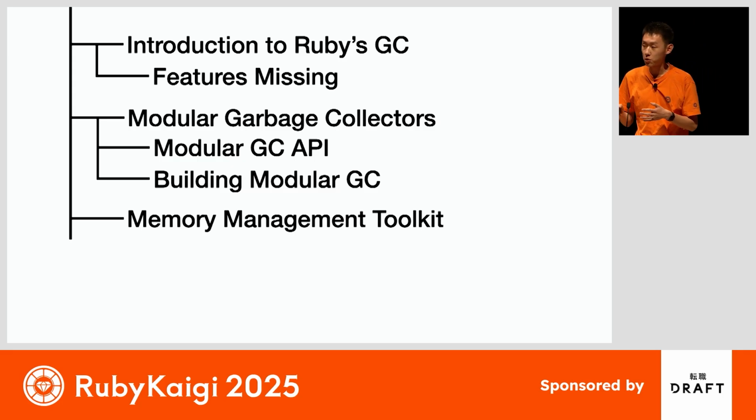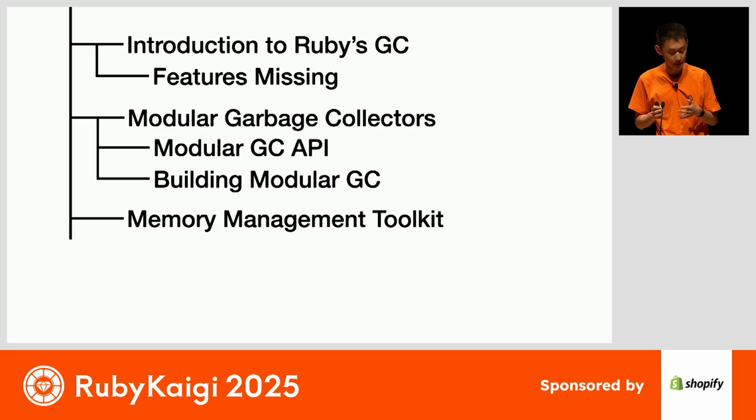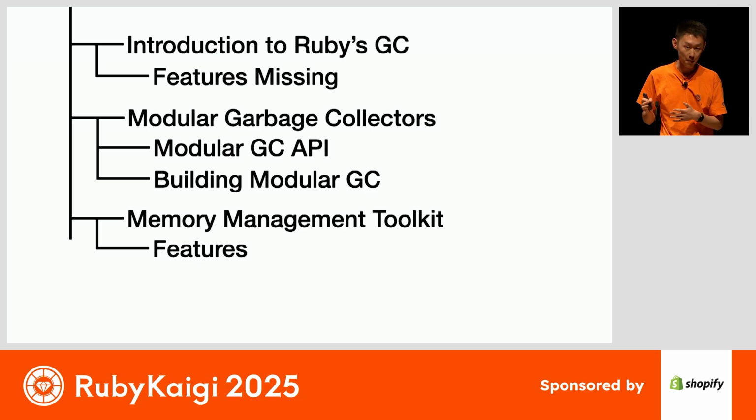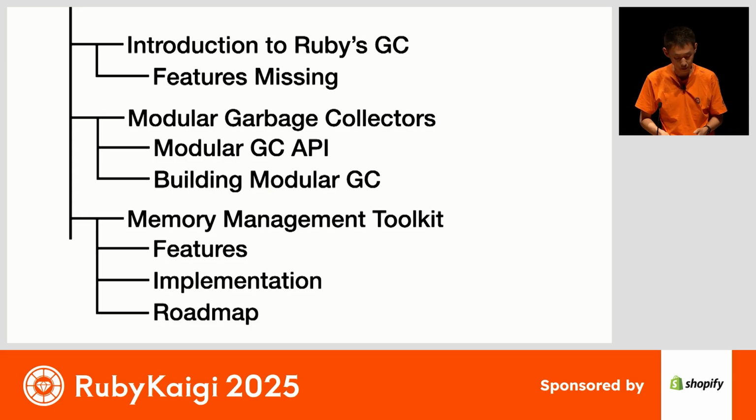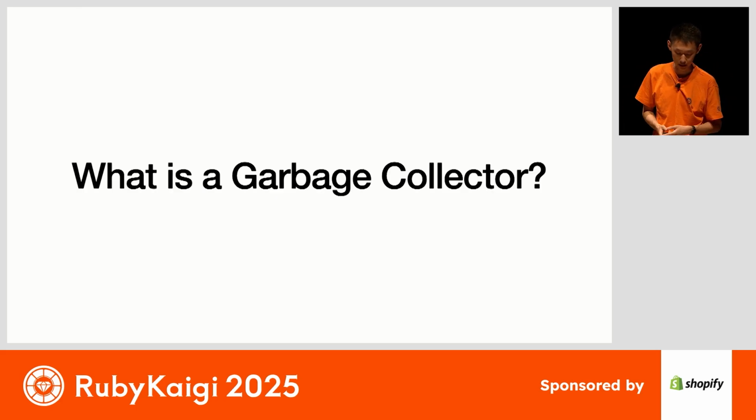This is the first user of the Modular GC that is not the built-in GC in Ruby. We'll look at the features that MMTK supports and the implementation of MMTK through the Modular GC API. And then we'll take a look at the future roadmap of MMTK and Modular GC.